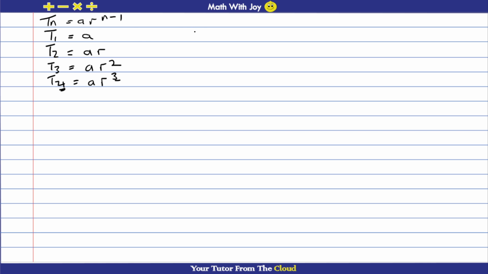Now the formula we use to work out any random term is obviously a times r to the power of n minus 1. But if I wanted the term behind this one, it's a times r to the power of n minus 2. The term behind that will be a times r to the power of n minus 3. So that's how I would get the terms. But now we want to learn about the series. So the series is the sum of. You have to add all these terms.